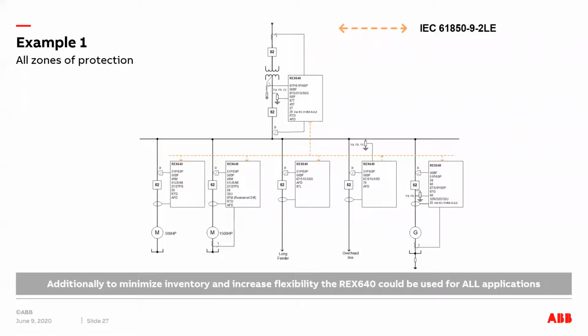So additionally, to minimize the inventory and increase the flexibility, all feeders can be converted to an REX640. And it can be used for all applications because REX640 is very flexible with respect to hardware modularity as well as software modularity. So the same hardware can be used, and then different protection applications can be loaded based on the requirement of each of those feeders.